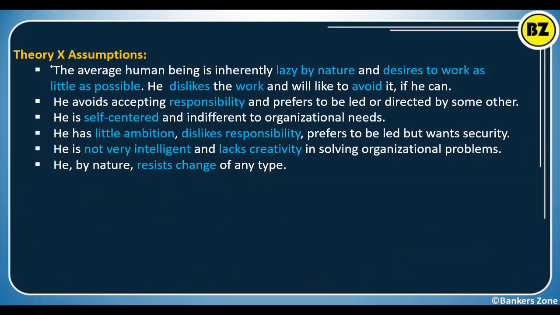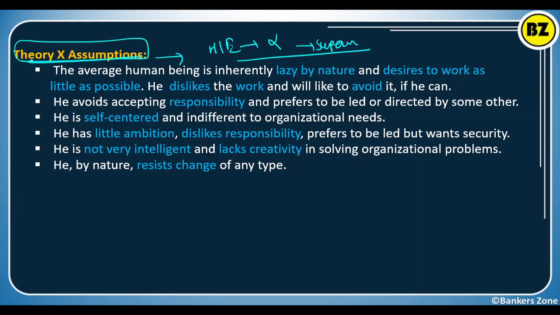Now what is theory X? Theory X says that humans or the employees will not work and they need to be supervised. Okay, this is theory X, but you should know some assumptions behind that theory. The theory assumes that the average human being is inherently lazy by nature. This theory assumes that humans are lazy and that's why they need to be supervised, and they desire to work as little as possible. So according to this theory, it is already assumed that humans are lazy and they will try to avoid work. They dislike work, they will avoid it if they can.